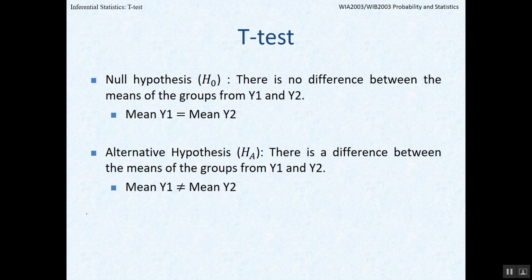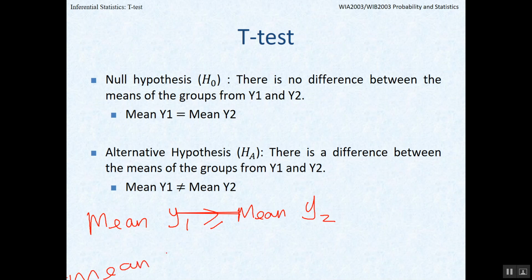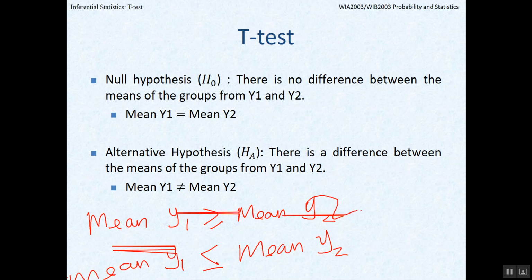So perhaps you can say, okay, mean y1 bigger or equals to mean y2, or mean y1 smaller or equals to mean y2. Sorry about the line there. These two, it is one tail. This is one tail.